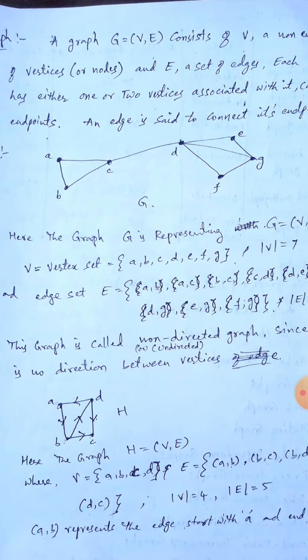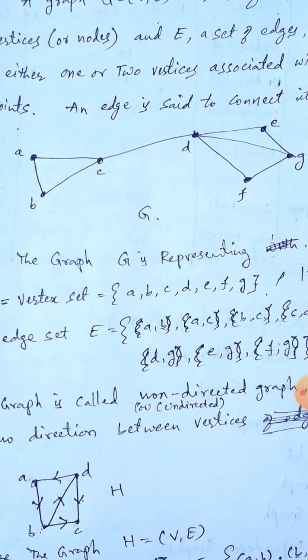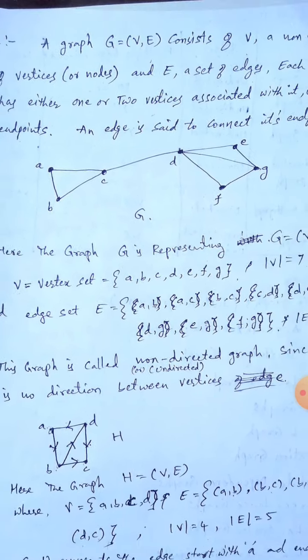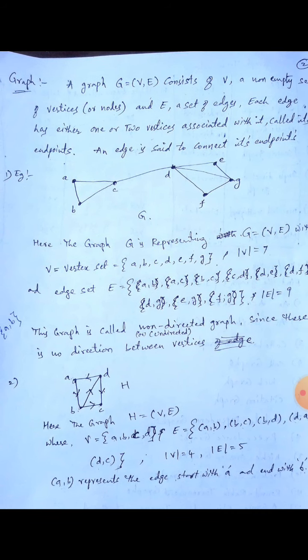So here A, B, C, D, E, F, G are called vertices. They are denoted with small circles. And the lines, for example A to B, there is a line, so all these lines are called edges. Now observe, from A to B there is an edge, B to C there is an edge, and observe B to D there is no direct edge. Observe this one, and for these edges there is no direction.